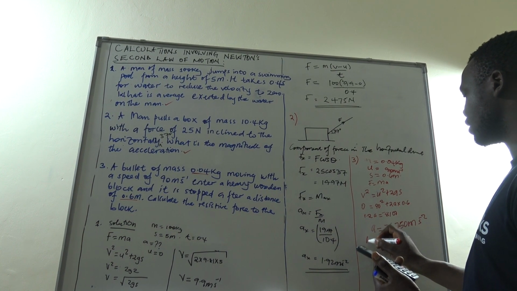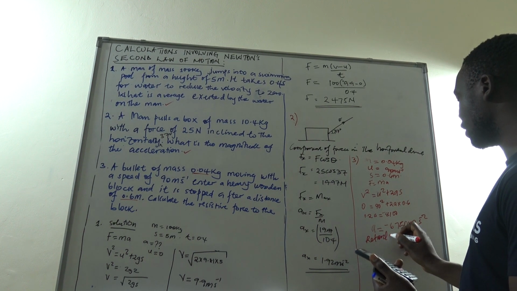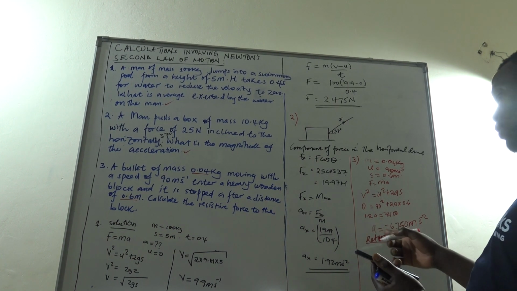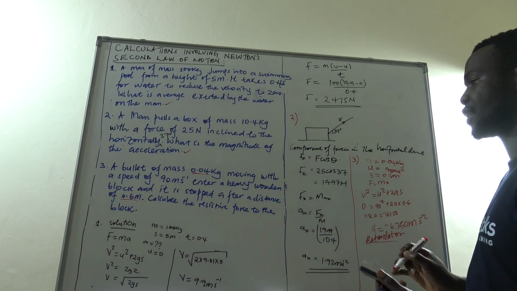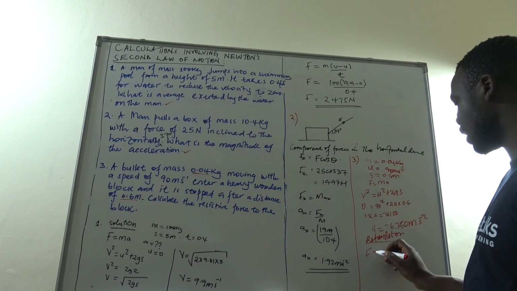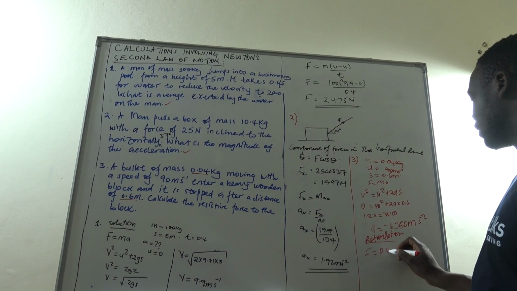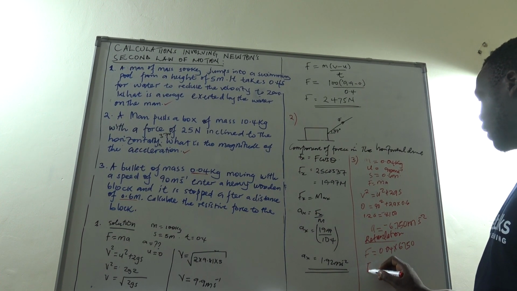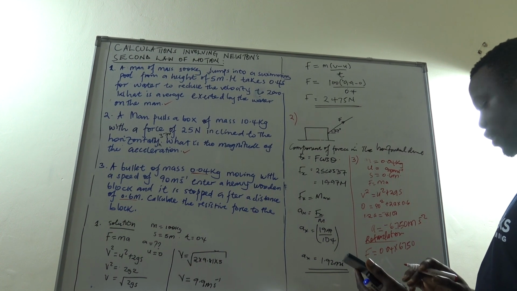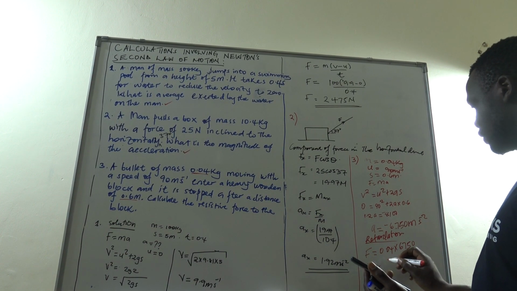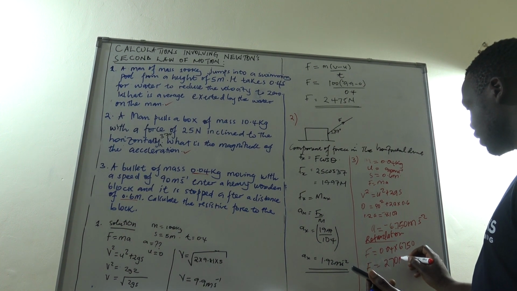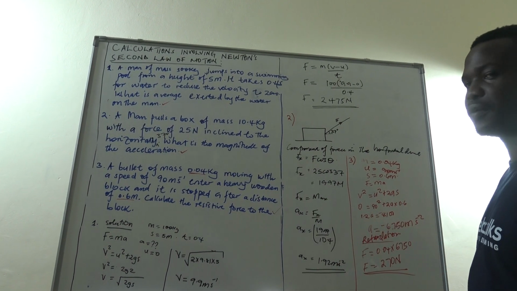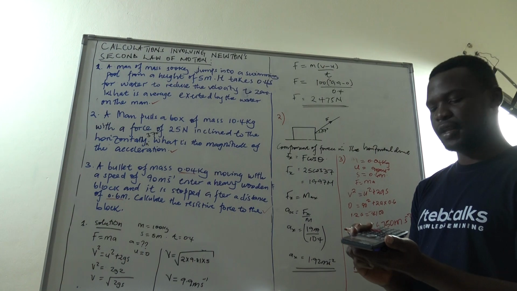Why is it negative? Because it is a retardation. They said the bullet is being stopped, and retardation is negative acceleration. So the resistive force F is going to be the mass of the bullet times the acceleration. So our resistive force, times 0.04, gives me 270 newtons as the resistive force. So the third question has also been answered. Thank you.